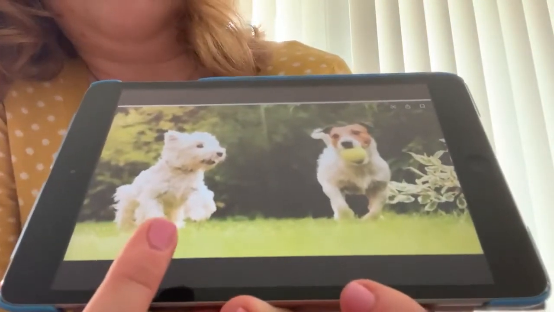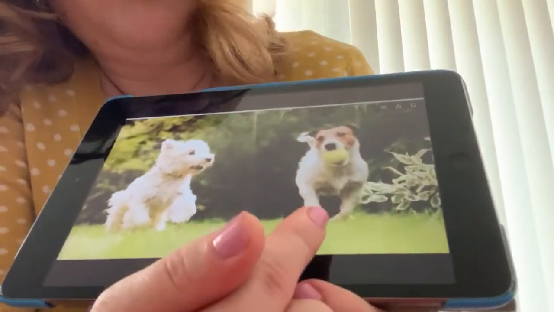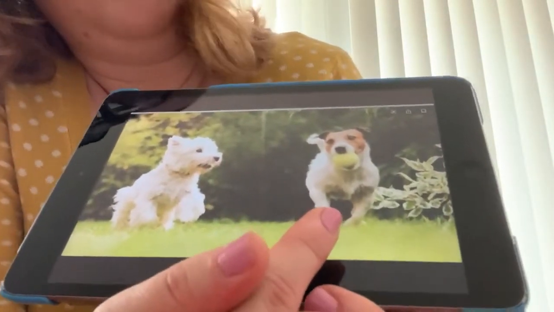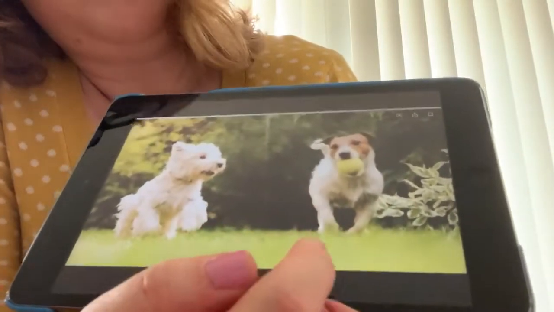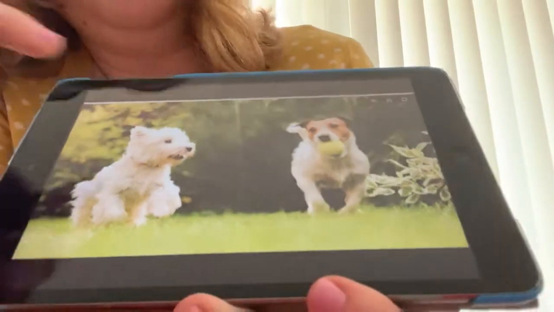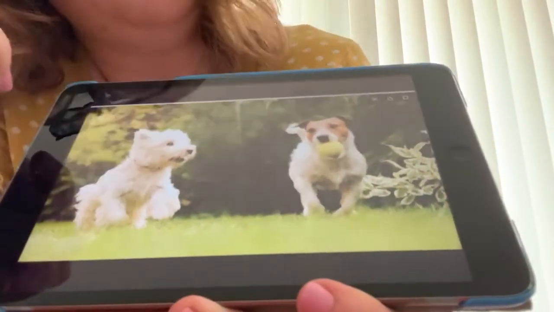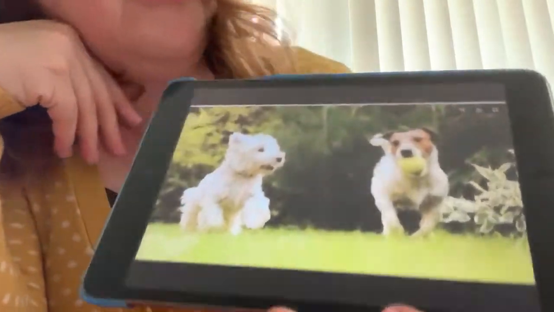This one has all white fur, and this one has some brown fur on its face. This dog also has fur that's a little bit long, and then this dog's fur is a little bit shorter. This dog has pointy ears, and this dog's ears kind of flop down a little bit.